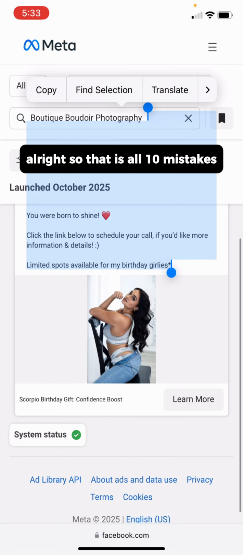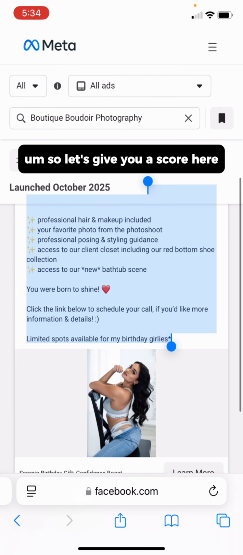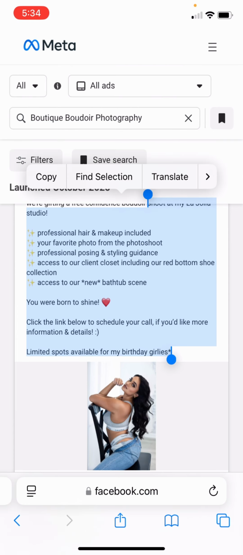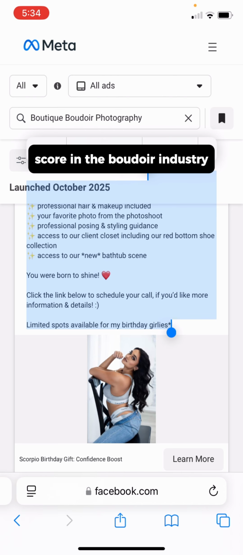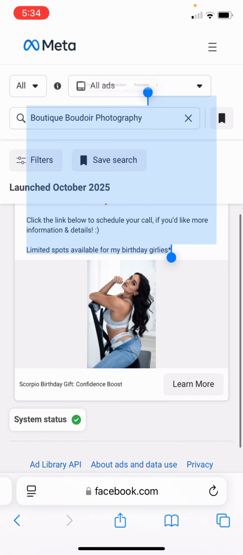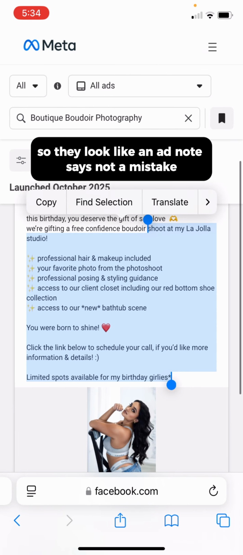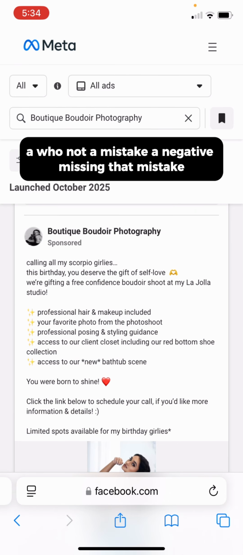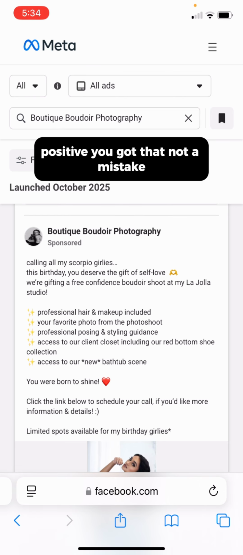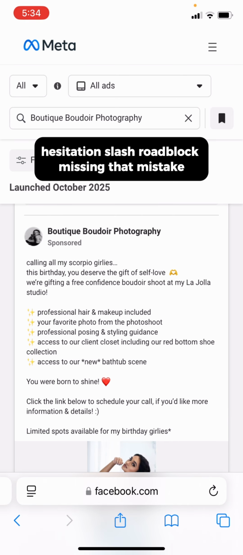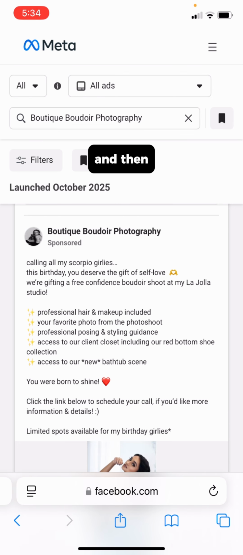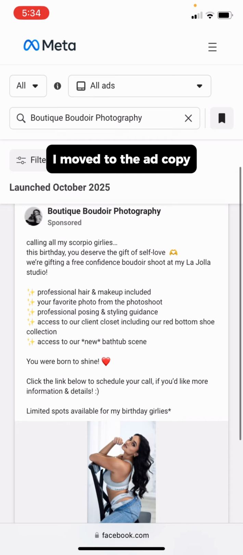All right, so that is all 10 mistakes. So let's give you a score here, and then we'll compare you against all the other boudoir ads that I've seen, kind of like the average score in the boudoir industry, the other boudoir photographers. So does it look like an ad? Nope. So it's not a mistake. A who, not a mistake. A negative, missing that. Mistake. Positive, you got that. Not a mistake. Hesitation slash roadblock, missing that. Mistake.